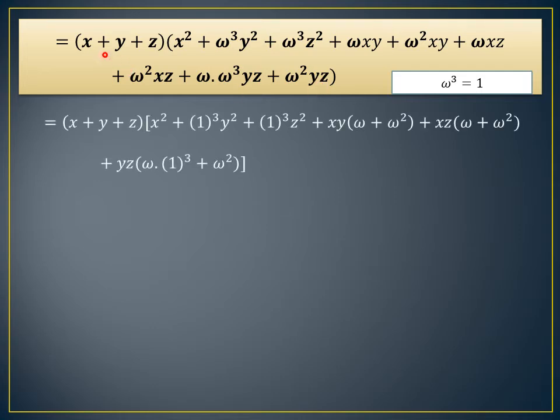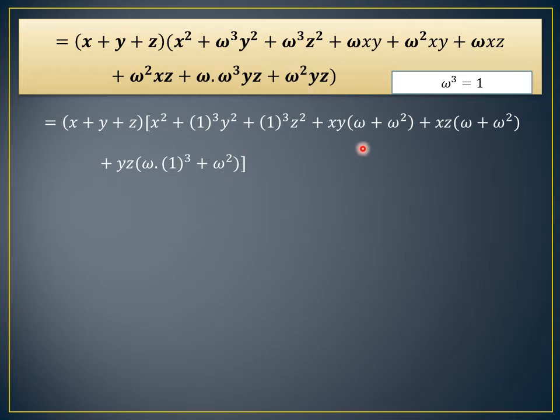So in the next bracket, x plus y plus z remains the same, x square remains the same. Instead of omega cube, I have written 1 cube, y square remains the same, plus omega cube is replaced with 1 cube, z square remains the same, and from these two terms I have taken xy common and the remainder is omega plus omega square. In the next two terms, xz is common, and the remainder is omega plus omega square. In the next terms, yz is common and the remainder is omega, instead of omega cube I have written 1 cube, plus omega square.